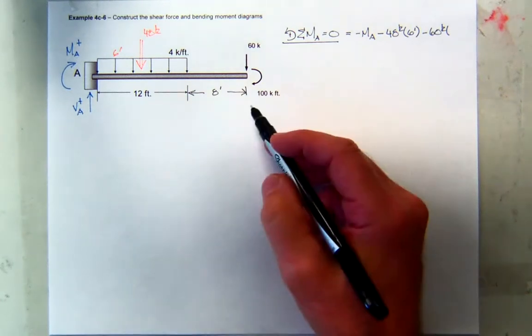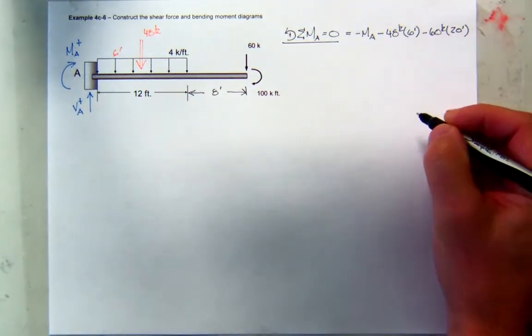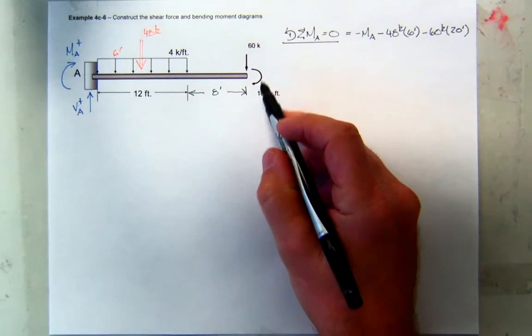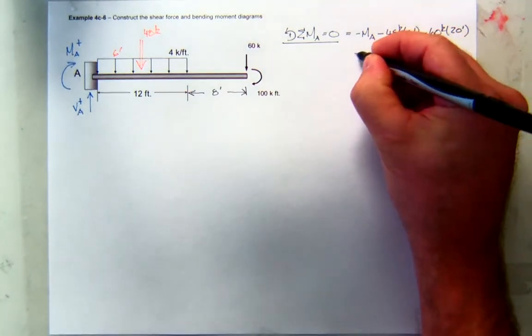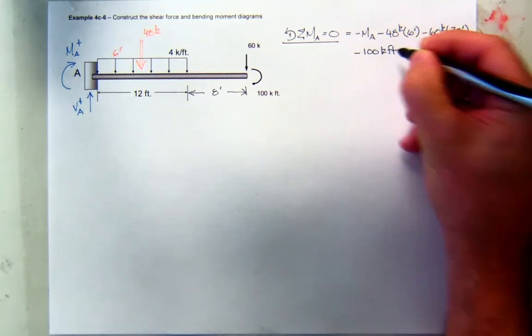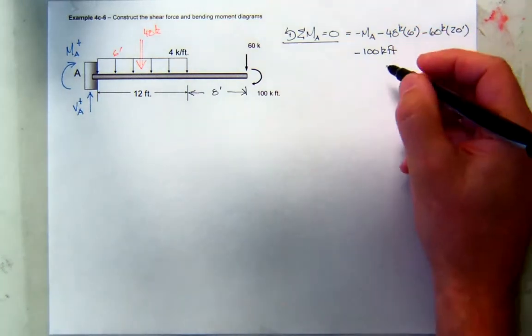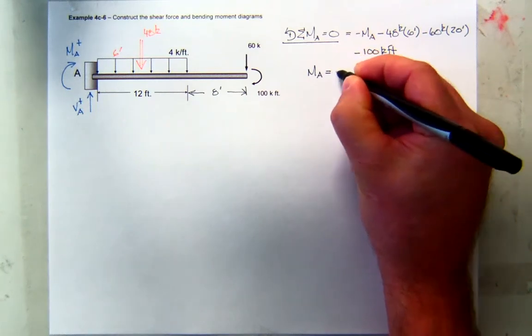So that'll be a total of 20. That'll be a 20-foot moment arm. And then what have I got left? Oh, my moment out here on the end. What kind of moment is that with my sign convention? Negative. So that'd be a negative 100 kip foot moment. So from all that, I should be able to solve for the moment at A. It looks like it's going to be negative.